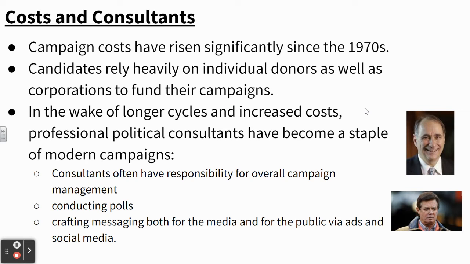So, all right, cost and consultants. We want to talk about how campaign costs have risen significantly. We're talking big time numbers. And where does the money come from? It could be individual donors as well as corporations and the parties themselves. So let's take a look at some numbers. In 92, the campaigns of George H.W. Bush, Bill Clinton, and Ross Perot spent $192 million, which, adjusted for inflation, is around $300 million.